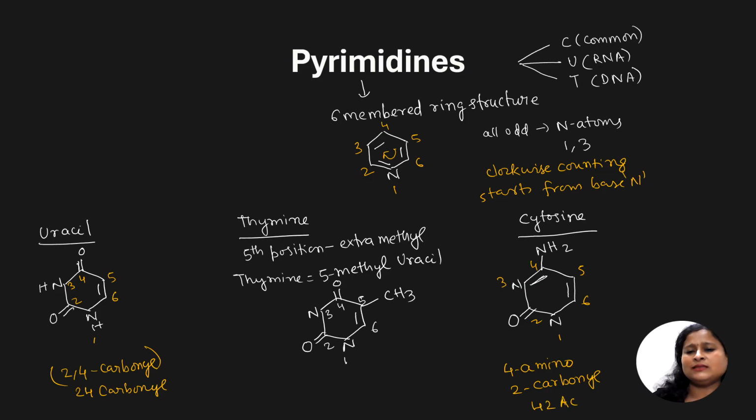In this way, 4 amino 2 carbonyl, you can easily remember the structure of pyrimidine. Just remember the base rule first and start by remembering the structure of uracil, and then you can automatically make the rest of the structure. If you know uracil, you can easily tell the structure for thymine also, because thymine is nothing but 5-methyl uracil. Clear?